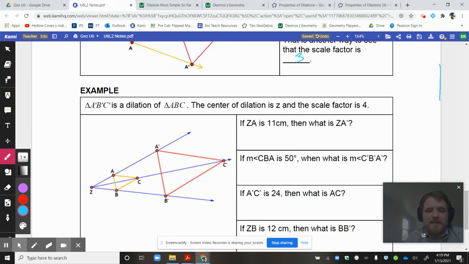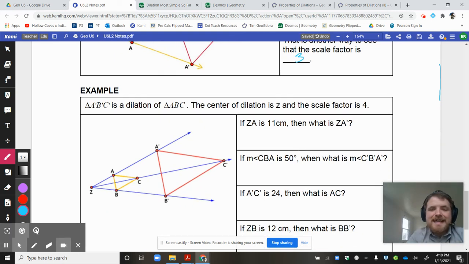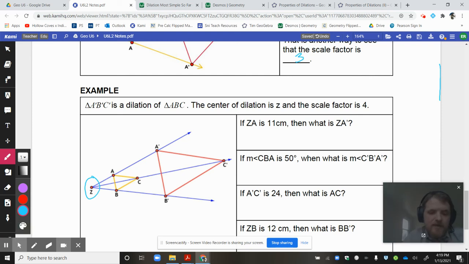Looking at this specific example here, it tells me that the center of dilation is all the way back here. We call that the COD, center of dilation. Call of Duty fans out there. And then the scale factor is 4, so everything should get quadrupled except the angles. Remember, those angles stay the same. So if Z to A is 11, what should Z to A prime be? That should be 44. It should be quadrupled.